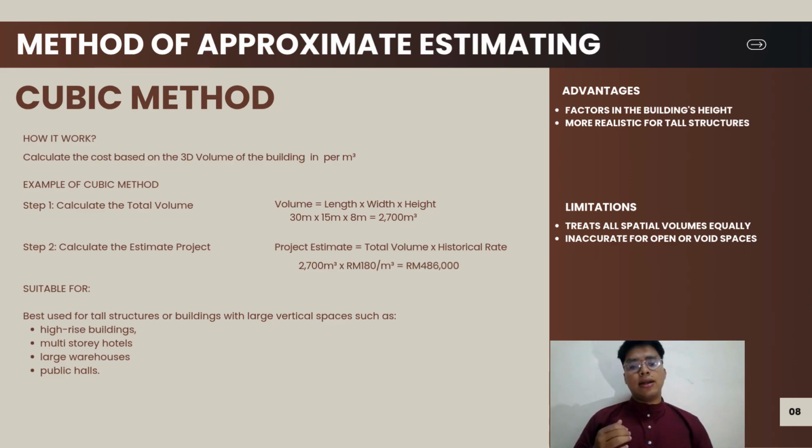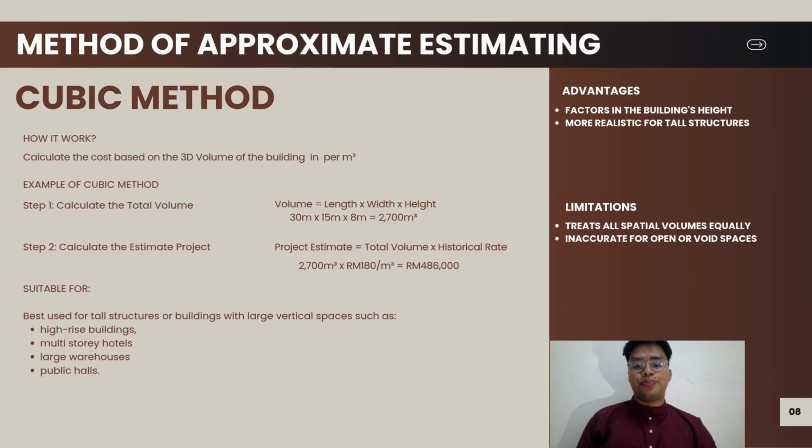This method works by calculating the total cost based on the 3D volume of the building in cubic meters. As shown in the example, we first find the total volume by multiplying the length, width, and height, giving us 2,700 cubic meters. Then, we multiply this total volume by a historical rate such as 180 ringgit per cubic meter to get a project estimate of 486,000 ringgit.